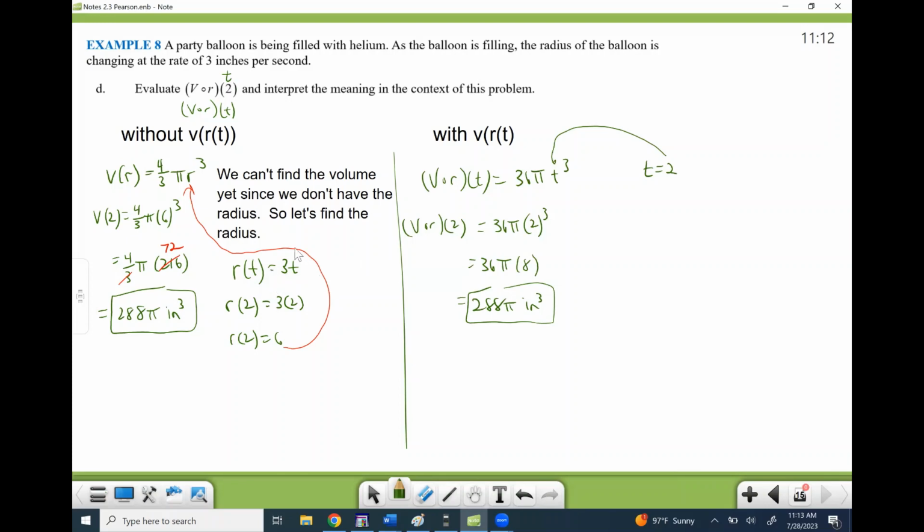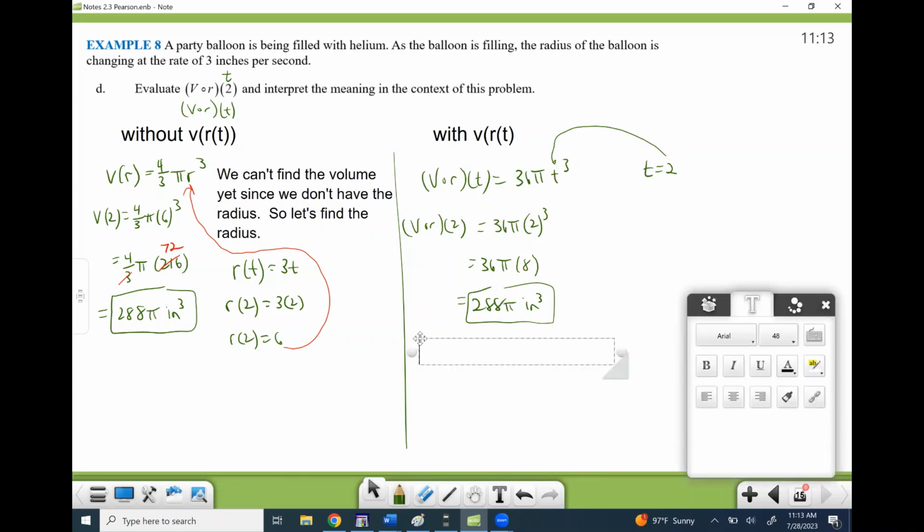And hopefully you're seeing when we substitute this one into the other one, it replaces the need for us to have to plug the 2 into this one, get a number, and then plug the number into the other one. We can just straight up plug it in now that we plug the two functions into each other. All right, so it says to interpret the meaning. So what is the 288 pi? Well, that would be the volume of the balloon at 2 seconds.